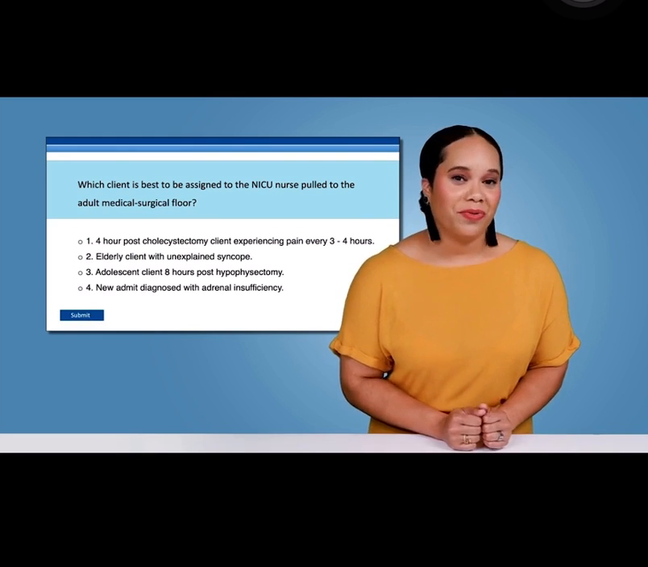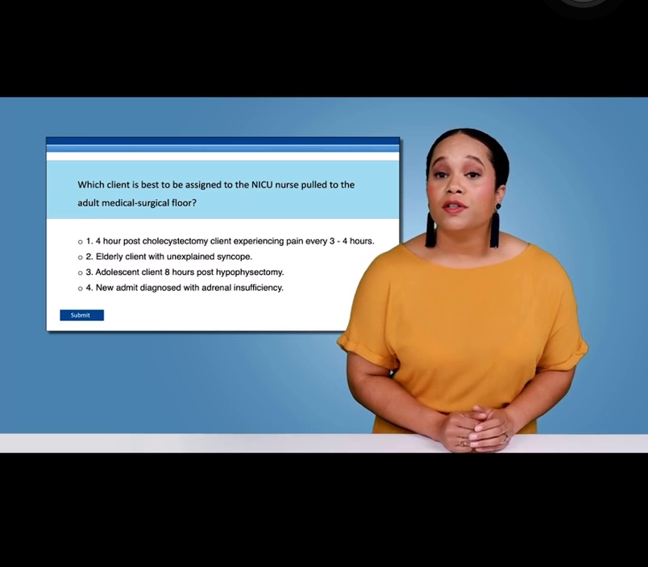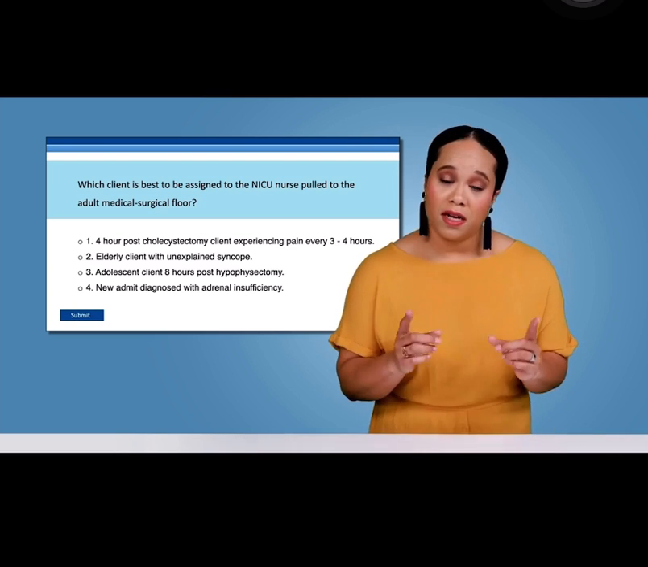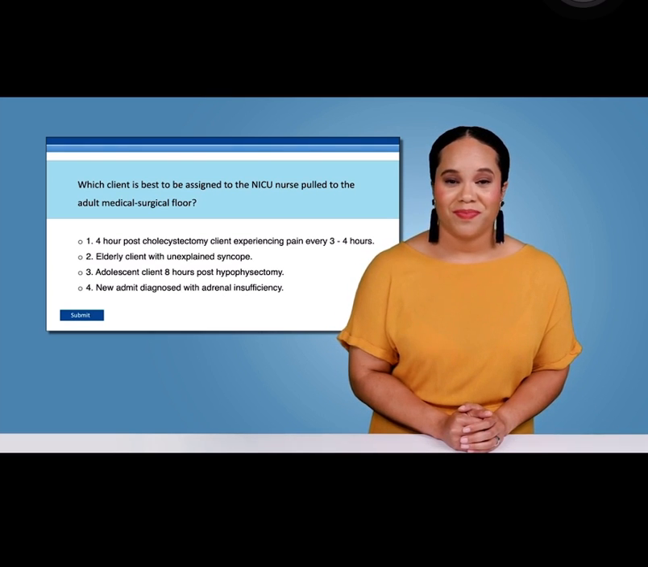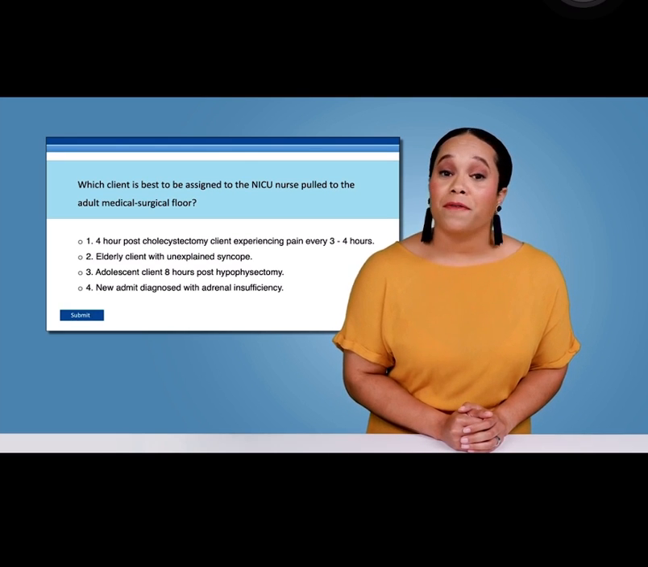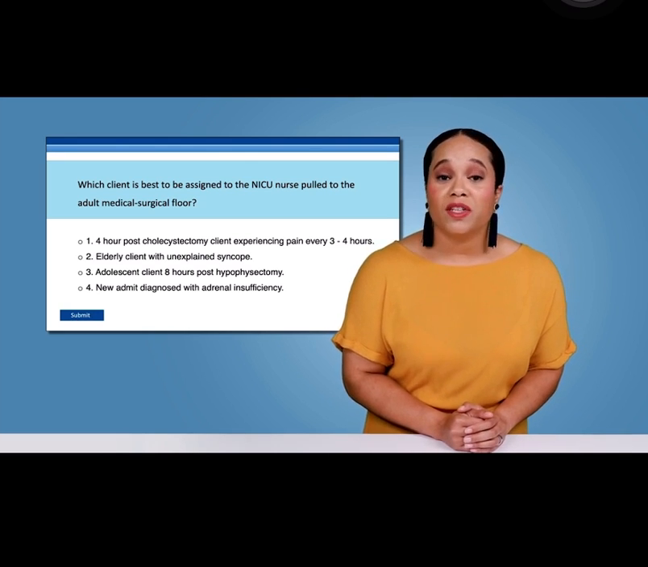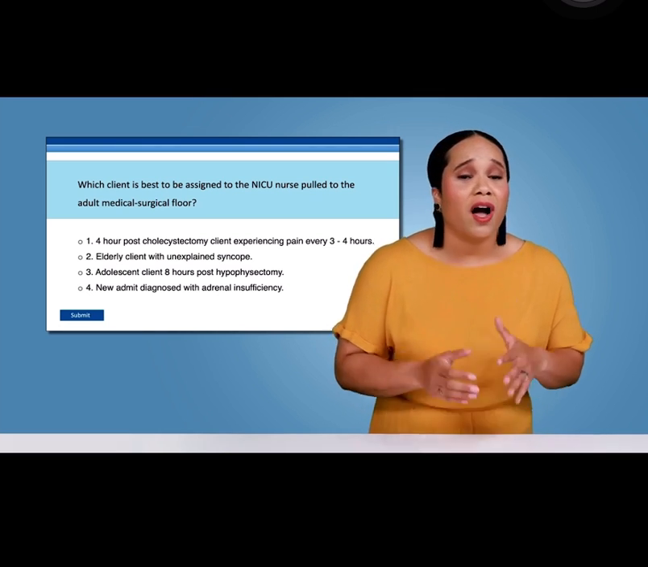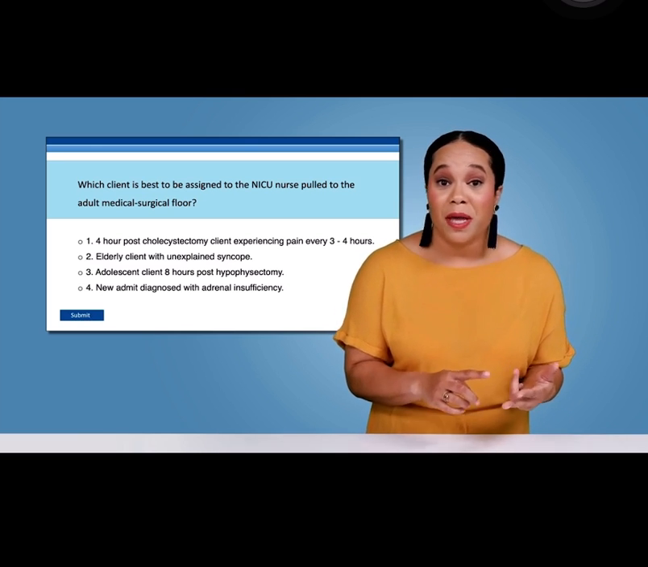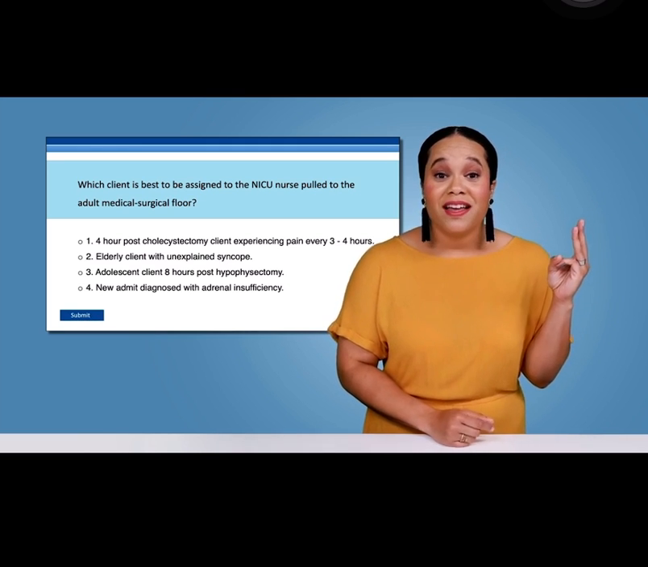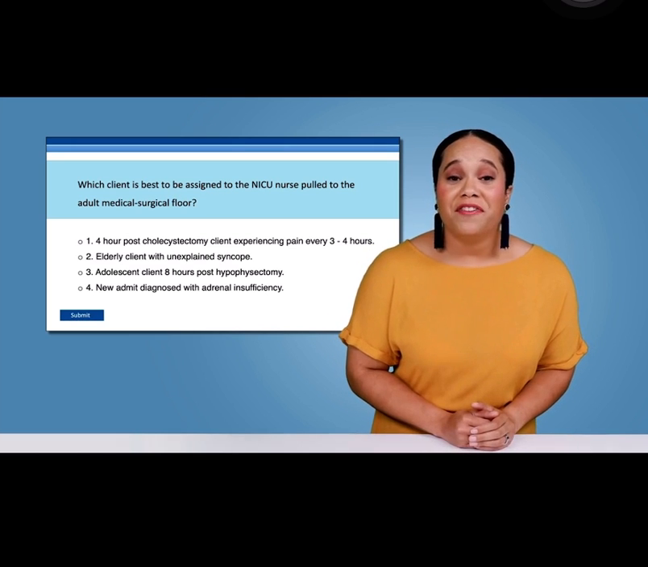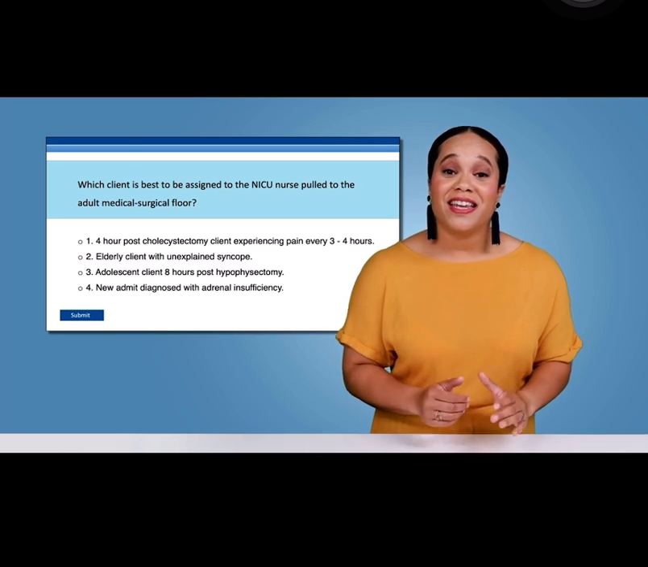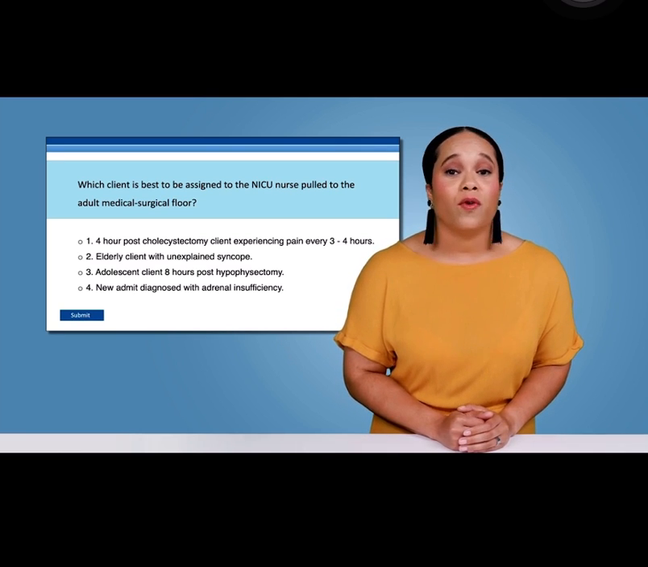Let's critically think through this. Remember that a nurse pulled from another unit should be considered a brand new nurse until proven otherwise. So, let's look at number 4. New admit diagnosed with adrenal insufficiency. This client is deficient in all steroids, glucocorticoids, mineralocorticoids, and sex hormones, at risk for fluid volume deficit and shock. This client is considered unstable and is not a candidate for a pulled nurse.